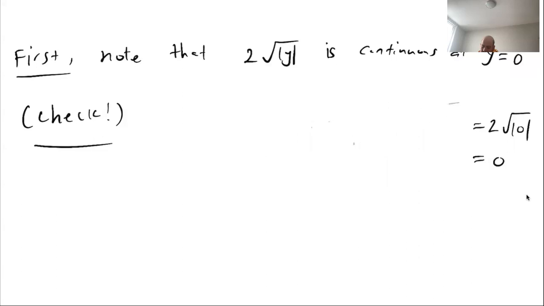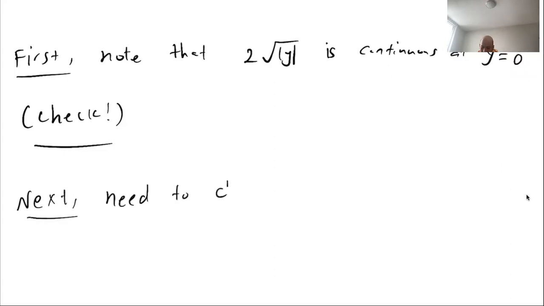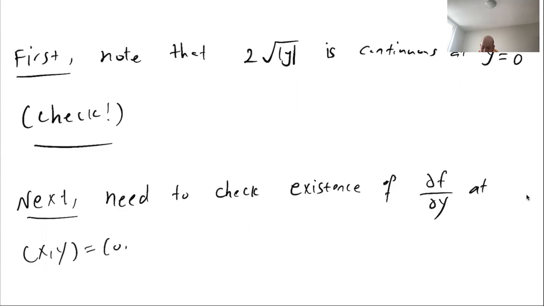And so first note that this is continuous at y equals 0. Next, we need to check existence first, existence of df to dy at y equals 0. Let me say at x and y equals 0, 0.